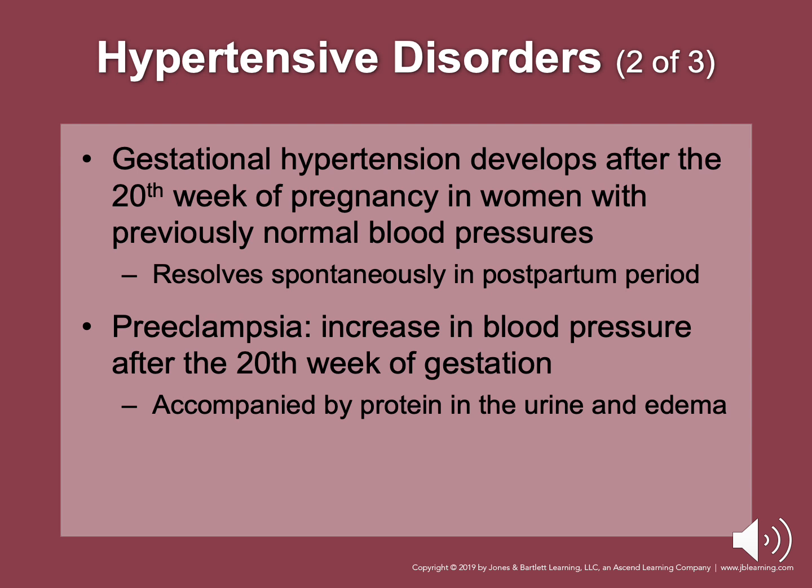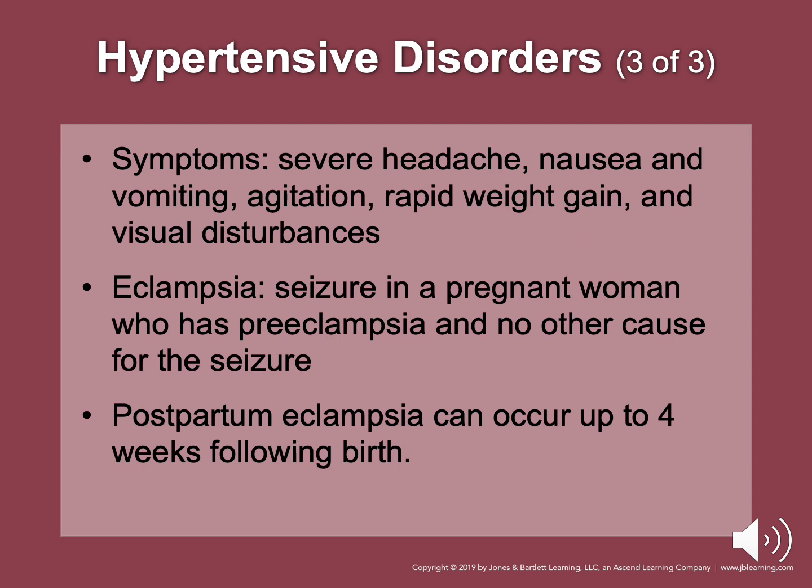Preeclampsia is an increase in blood pressure after the 20th week of gestation, accompanied by protein in the urine and edema. Symptoms include headache, nausea, vomiting, agitation, rapid weight gain, and visual disturbances. Eclampsia is a seizure in a pregnant woman who has preeclampsia and no other cause for the seizure. Postpartum eclampsia can occur up to 4 weeks following the birth.